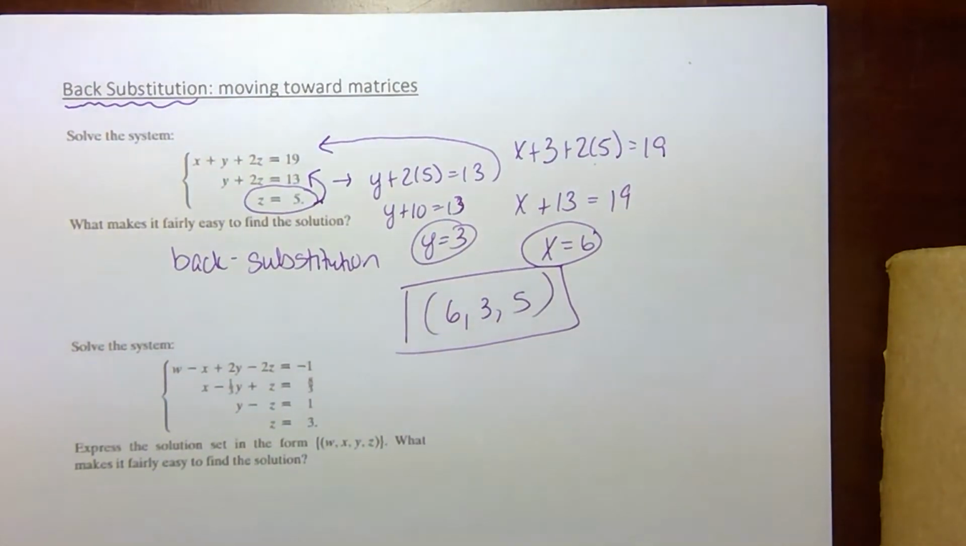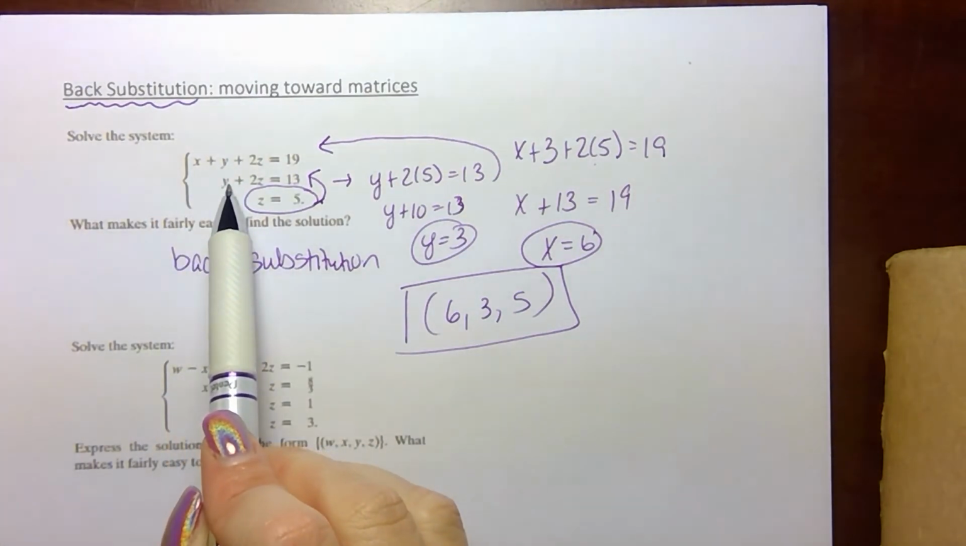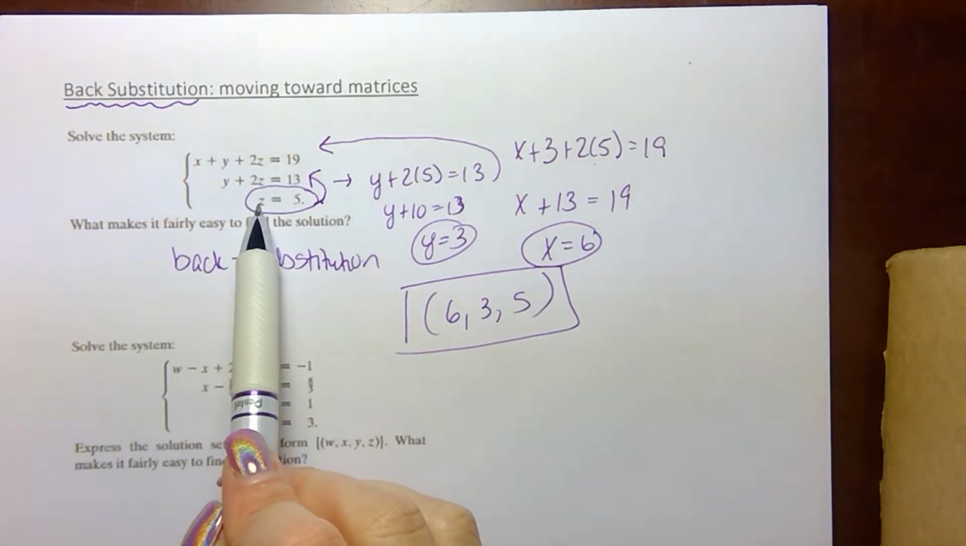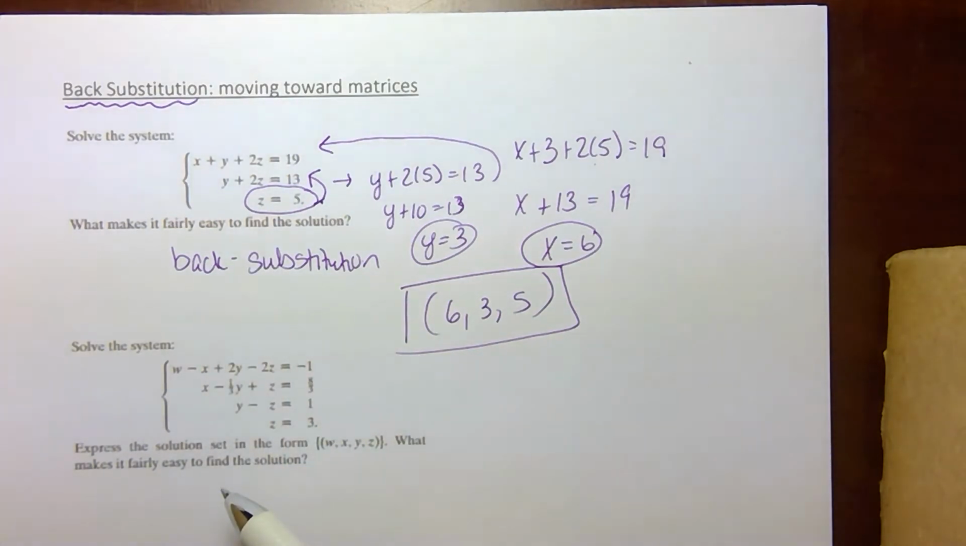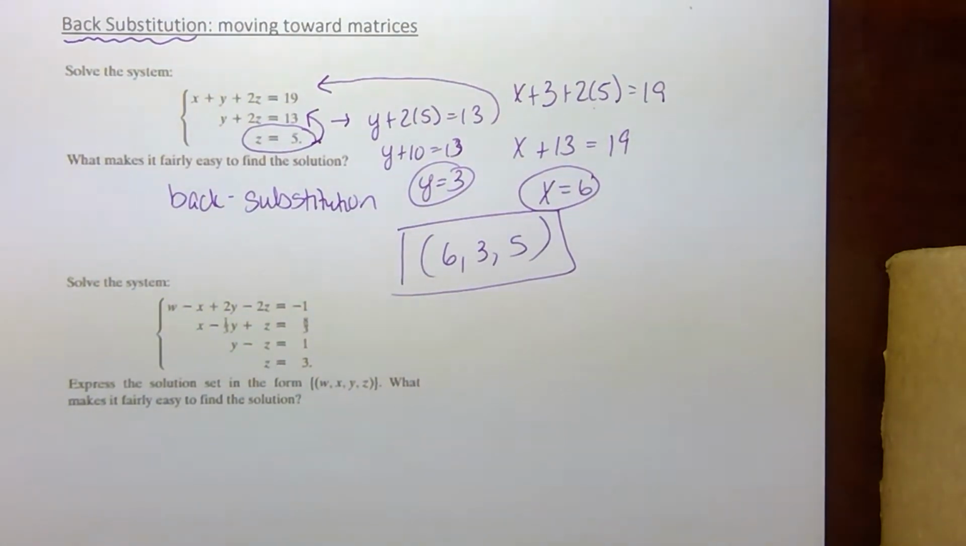Now, my key for back substitution is that I have eliminated a variable from each successive equation. That's how I know I can use back substitution. Look at the next system of equations, 4 equations in 4 variables. But because it is back substitution, it makes it super simple to solve. I want you to use that idea of back substitution.